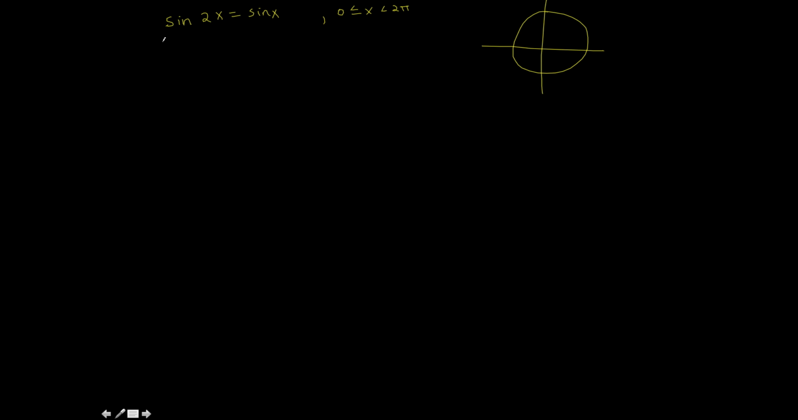So here's an example of where you have to use an identity, because sine of 2x is the same thing as 2 sine x cosine x. And if we subtract sine x from both sides, this is what we have. Now, why is this important? Because now I can factor a sine x out of the problem.